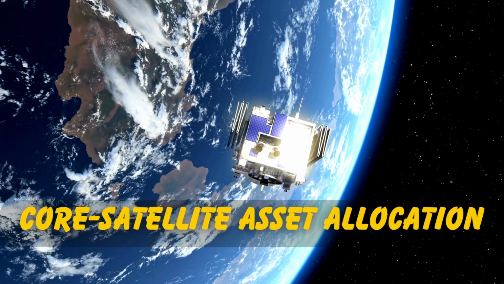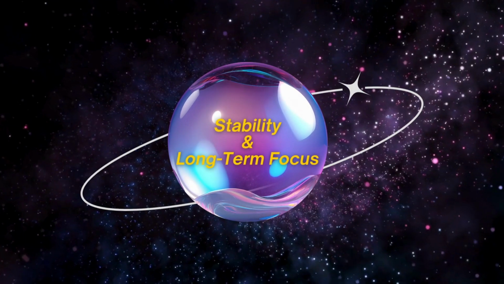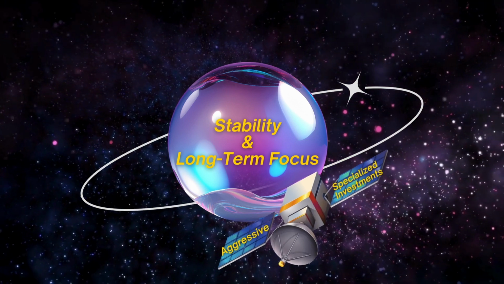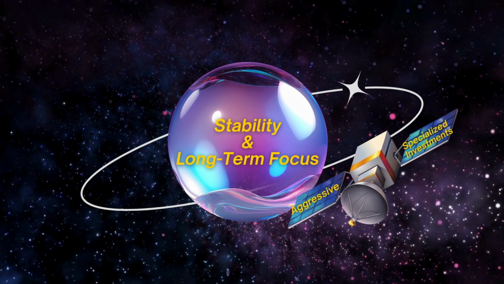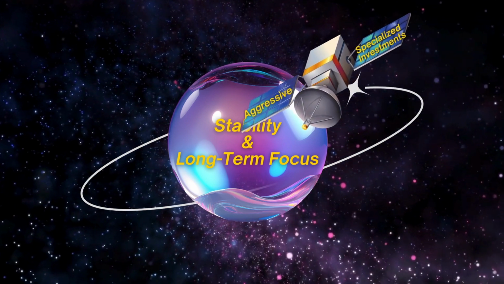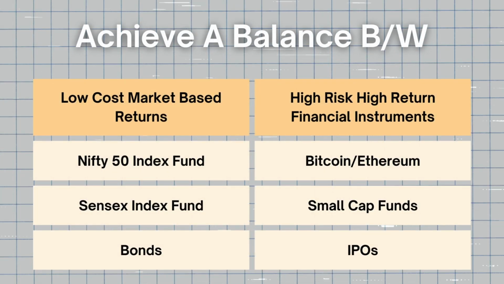Last but not the least, the fifth asset allocation strategy is the core satellite asset allocation. Under this strategy, an investor basically divides his portfolio into two parts, the core and the satellite. The core portion of the portfolio is designed to provide stability and act as a long-term guiding factor. On the other hand, the satellite portion of the portfolio is used for more aggressive and specialized investments to increase the overall return potential of the portfolio. This strategy is commonly used by investors to achieve a balance between low-cost market-based returns and high-risk, high-return financial instruments whose returns we don't want to miss out on.